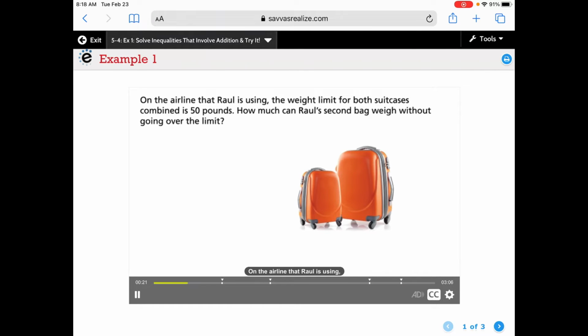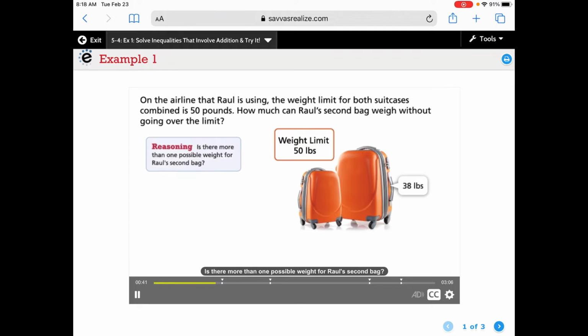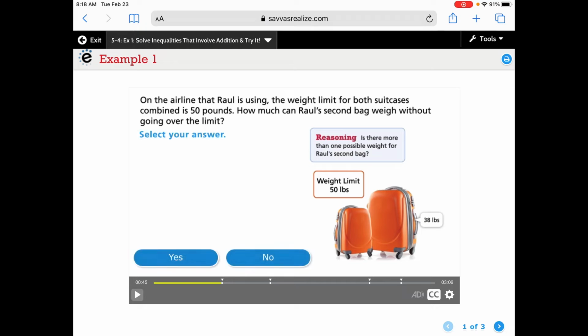On the airline that Raul is using, the weight limit for both suitcases combined is 50 pounds. The baggage weight limit is 50 pounds for the airline that Raul is using. Raul's first bag weighs 38 pounds. How much can Raul's second bag weigh without going over the limit? All right, so you may already know that it's 12 pounds, but let's take a look.